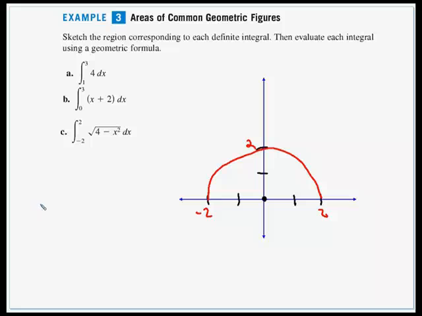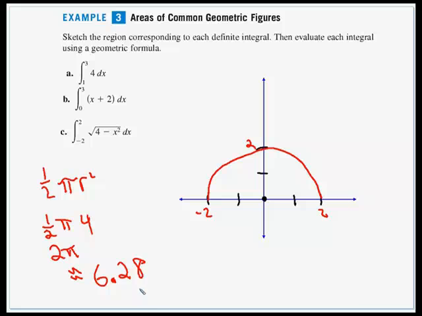What's the area of a circle? Pi r squared. We're only interested in half of it. So 1/2 times pi times 2 squared, or 4. Half of 4 is 2 pi, and that is approximately 6.28, or twice 3.14. So no calculus required. We just had to identify from our function what kind of geometric shape we were dealing with, and we found the area under that curve.